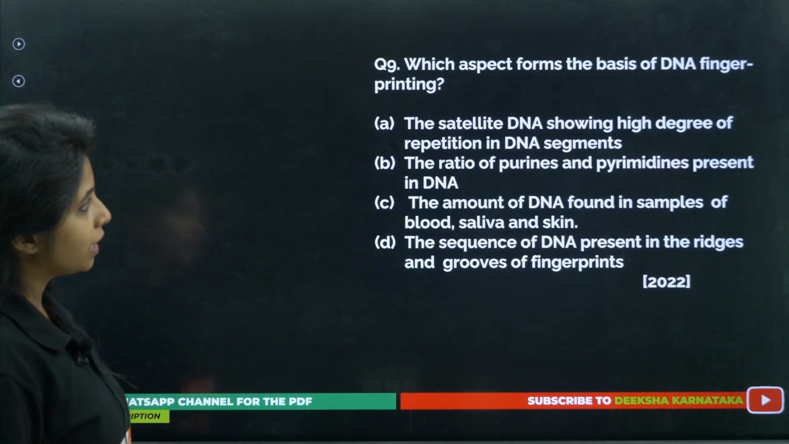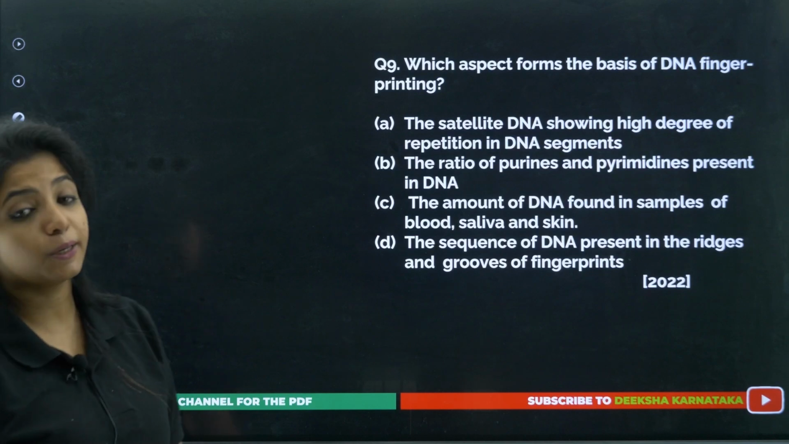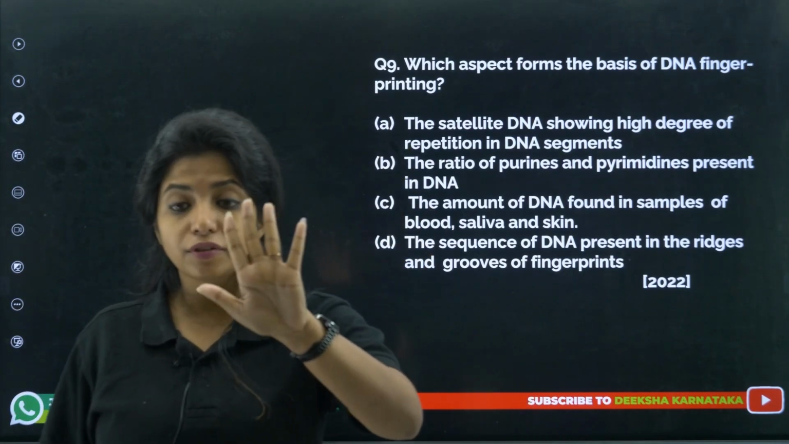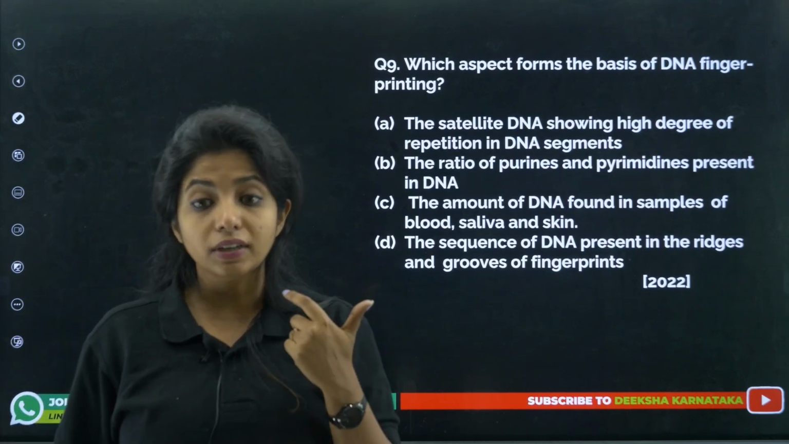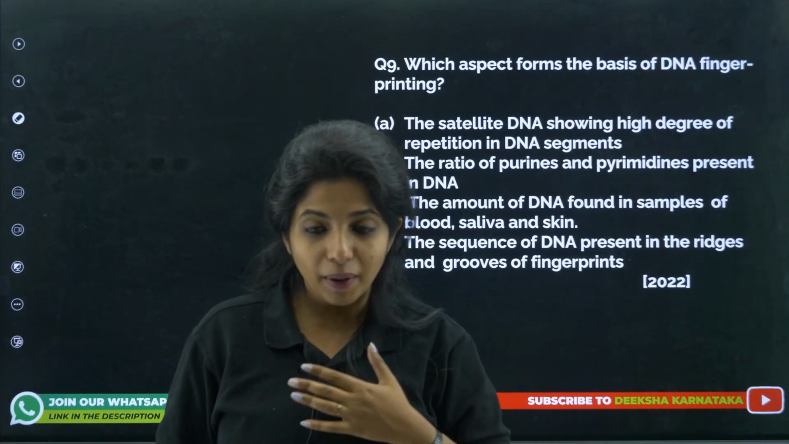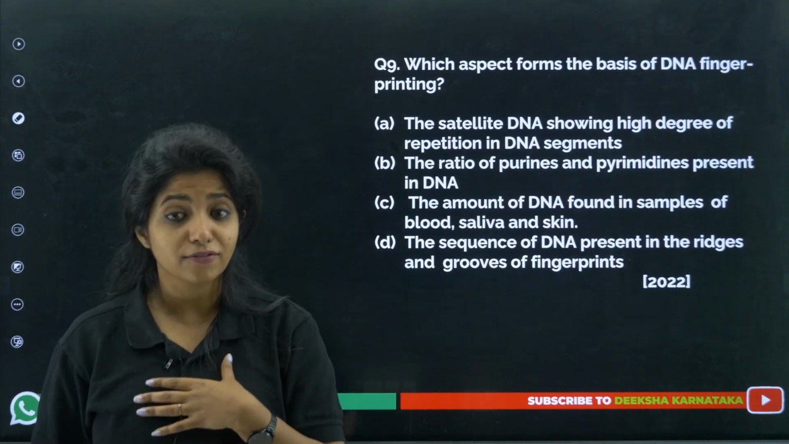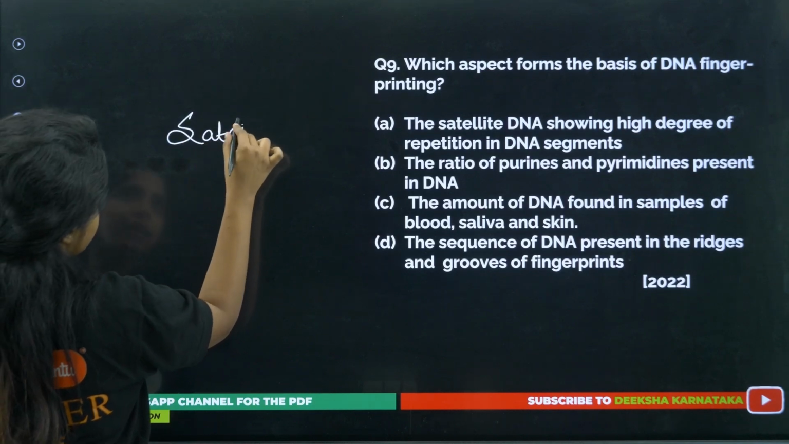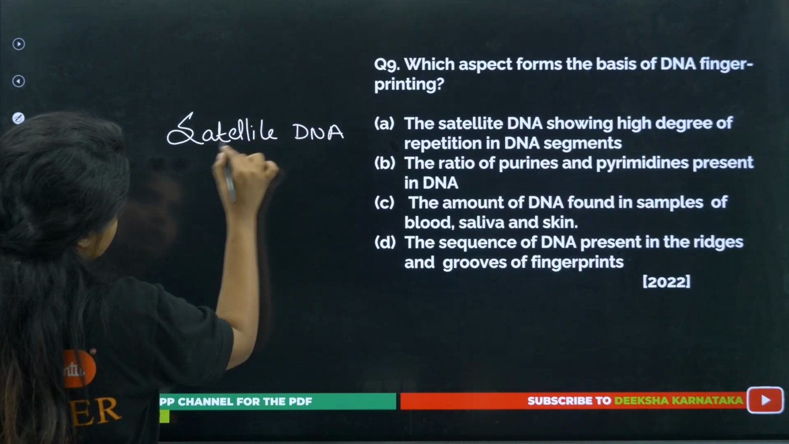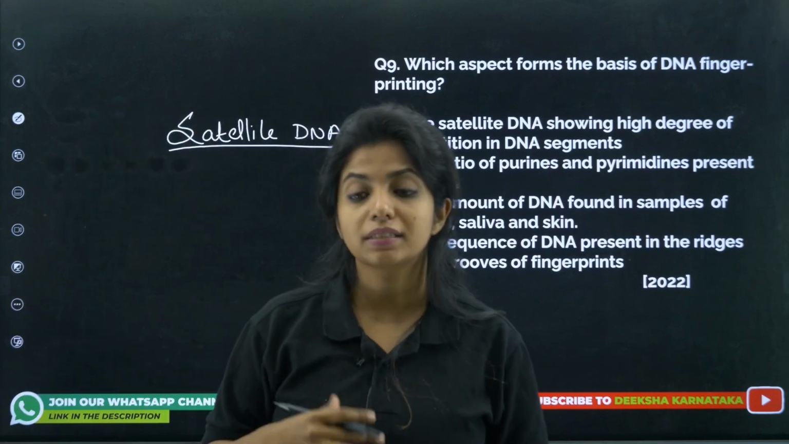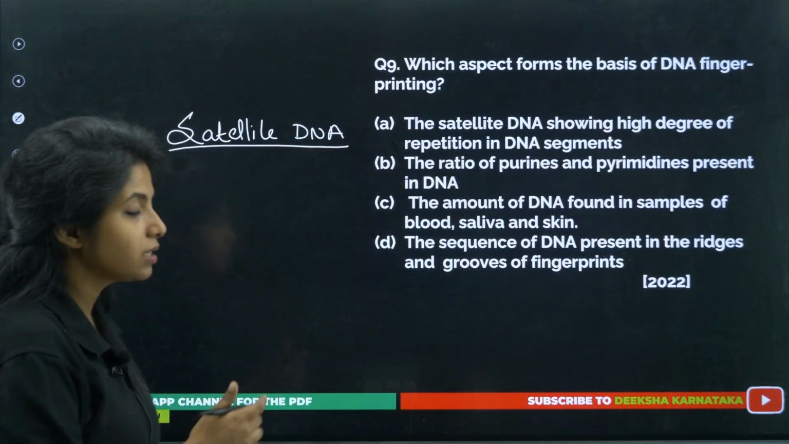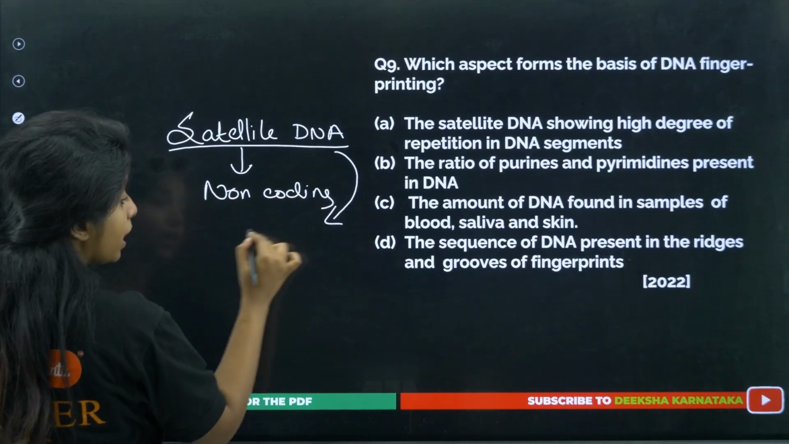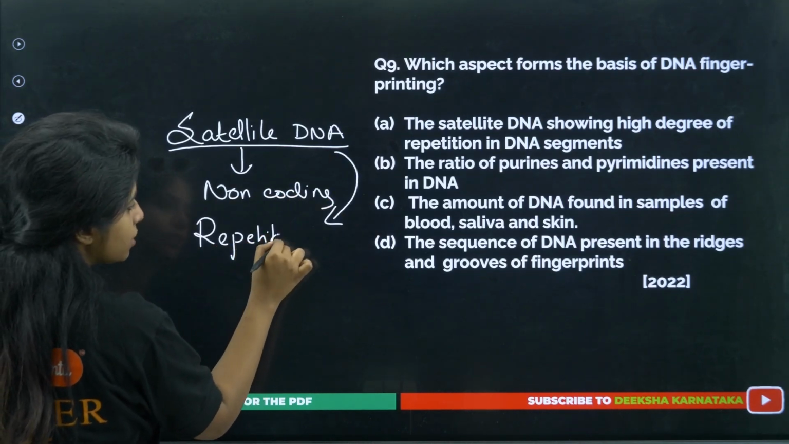Question number 9. Which aspects form the basis of DNA fingerprinting? DNA fingerprinting basically means that just like how we have different and unique fingerprints, similarly our DNA is also kind of unique. My DNA is kind of different from yours because I have something different, and that something is known as satellite DNA. The rest of my DNA might be similar to yours, but the satellite DNA is nothing but non-coding DNA, which does not code for anything. This non-coding DNA has so many repetitive units.